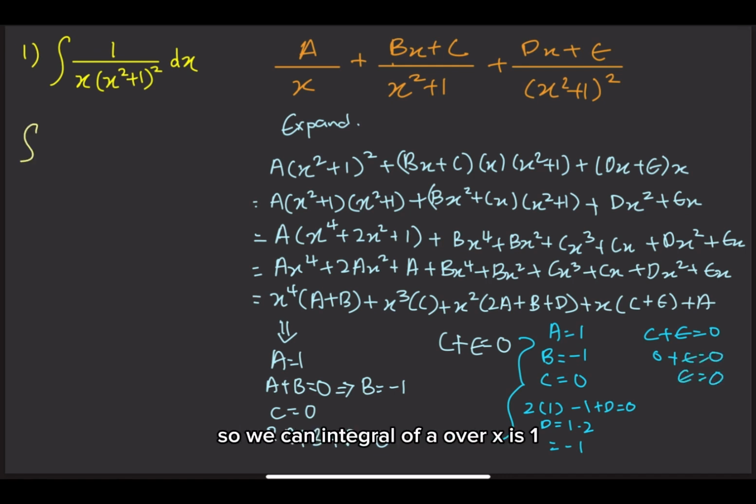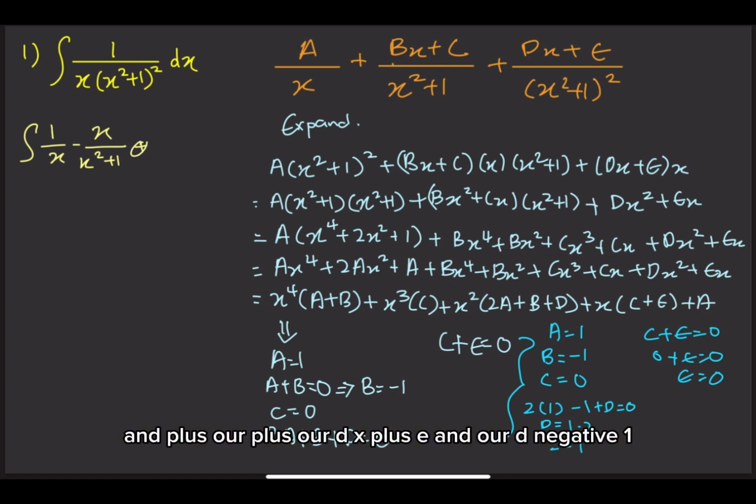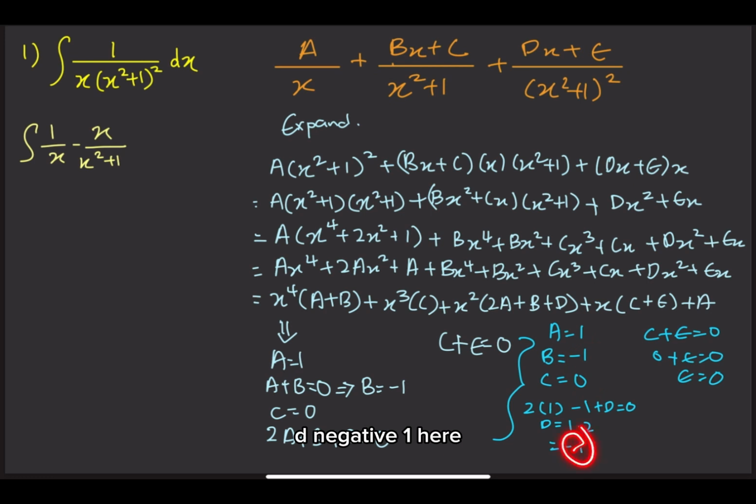So we get integral of A over x. A is 1, 1 over x plus Bx plus C. Our B is negative 1. X plus C equal to 0. So we get x squared plus 1. And plus our Dx plus E. And our D is negative 1. Our C is 0. B is negative 1. D is negative 1 here. And thus we get negative x plus E. Since our E is 0, then we divided by (x squared plus 1) squared dx. And this is our separate fraction.